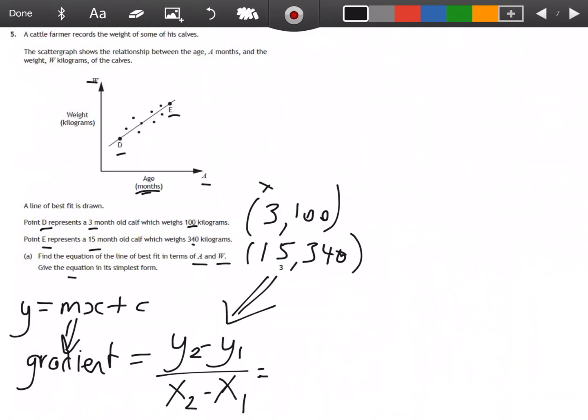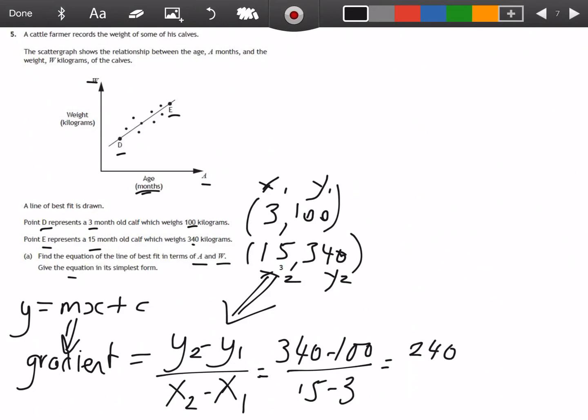The number 3 I'll call x1 and y1, and the second coordinate I'll call x2 and y2. So let's sub them in. 340 take away 100 at the top over 15, take away 3.